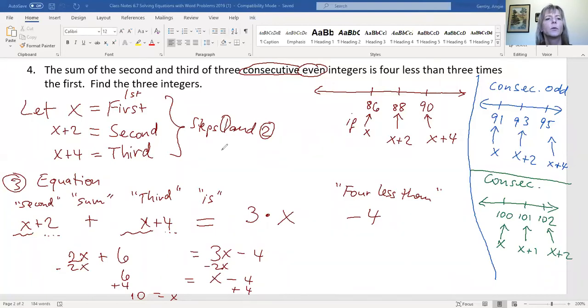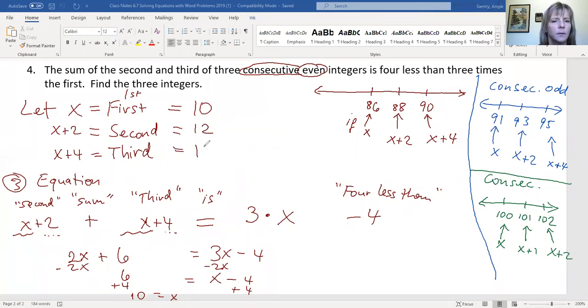Then I look back at the original. I need an eraser. Step 4 was solve. Step 5 is check it. So I need my pen back. So it's a word problem. So if you took this in the classroom, I would say you have to come up here and say 10. And you have to come up here and say, well, if x is 10, then 10 plus 2 is 12. And if x is 10, then 10 plus 4 is 14.